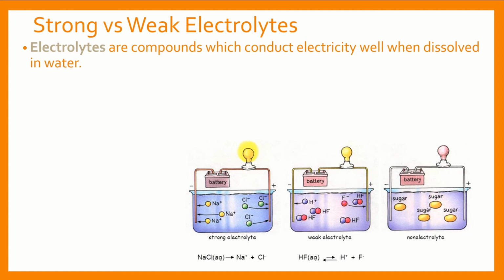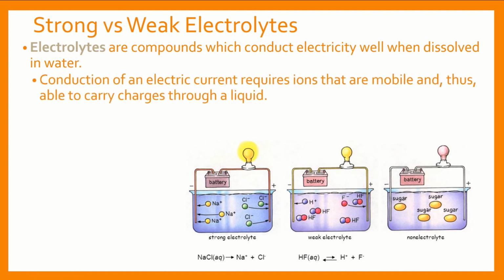Kind of throwing a couple more terms at you. Electrolytes in general are compounds which conduct electricity when dissolved in water. So they carry a charge when they're dissolved in water. So here we have sodium chloride. We have positive and negative charges. A very bright shining light bulb. Definitely an electrolyte.